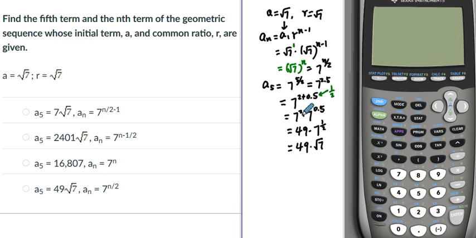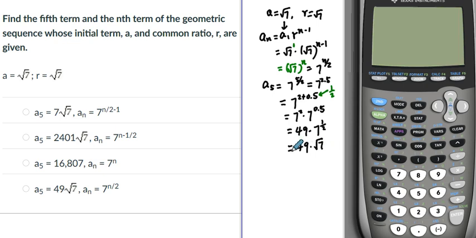7 to an exponent that is one number plus another is basically 7 squared times 7 to the 1/2. Again, 0.5 is 1/2. 7 squared is 49, and 7 to the 1/2, or to the 0.5, is radical 7. So here the fifth term would be 49 times radical 7.